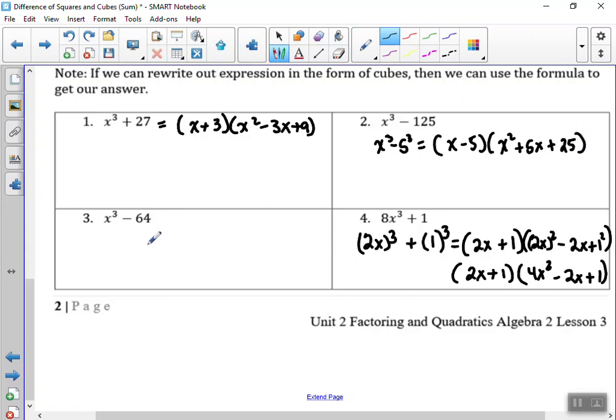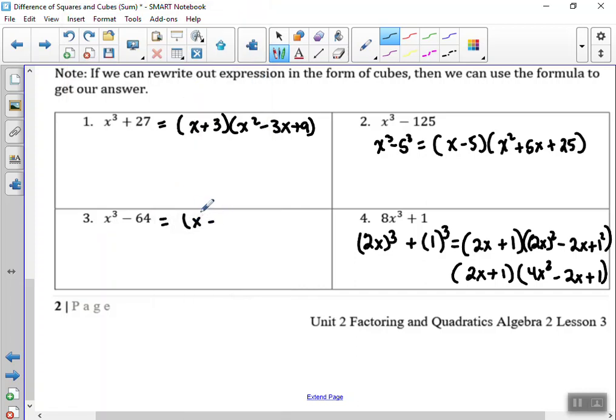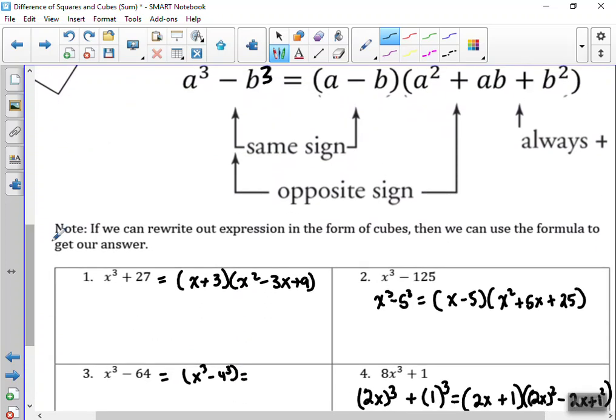And then here we have x cubed minus 64. So you will rewrite this using the formula as A is x minus B is 4, and then you have A squared, which is x squared, plus A times B, 4 times x, which is 4x, plus B squared, so 4 squared, which is 16.